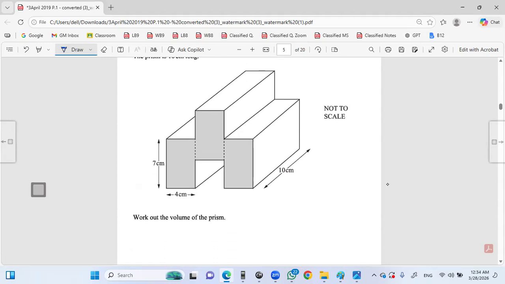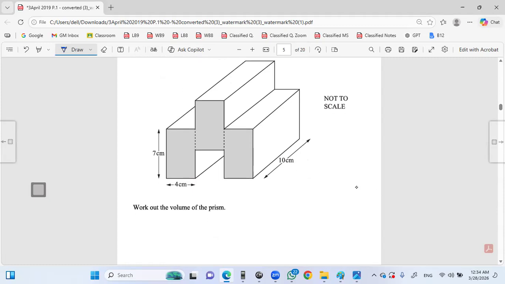Work out the volume. Oh, mister, we didn't take this. Oh my God, this looks very complicated. I took just the volume of a rectangular prism, but a compound or a combined shape this way? No, we didn't take this. Well, you took a rule that is extremely important. Volume equals area of cross-section times length.